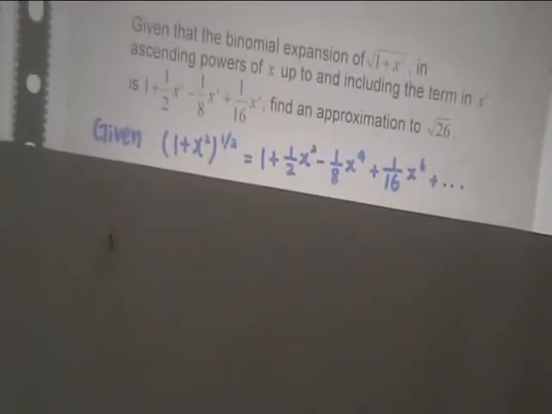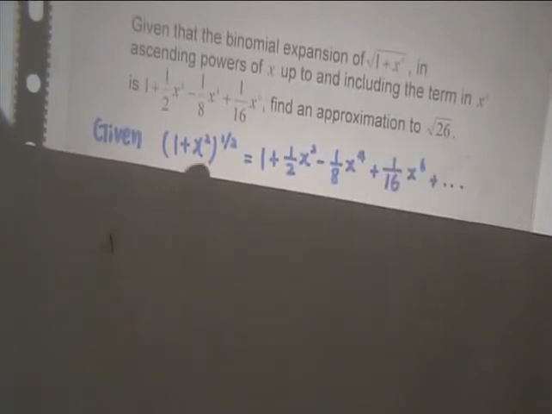Before we find an approximation to square root 26, we need to substitute a value of x into the left hand side and the right hand side such that we get the square root of 26 on the left hand side. But before we do that, we need to find out the values of x for which the expansion is valid. So we don't anyhow substitute a value of x in. We want to substitute a value of x that will cause the expansion to be valid.